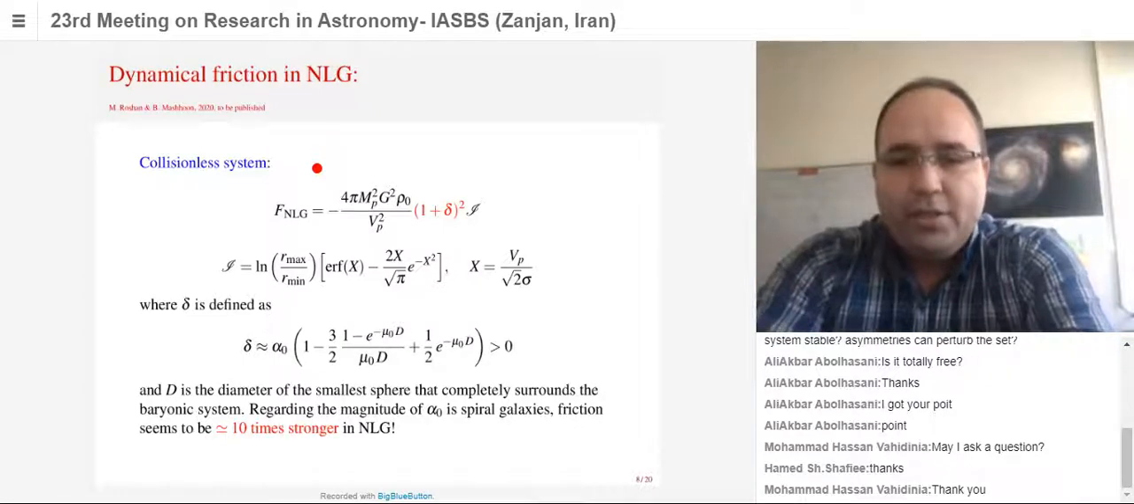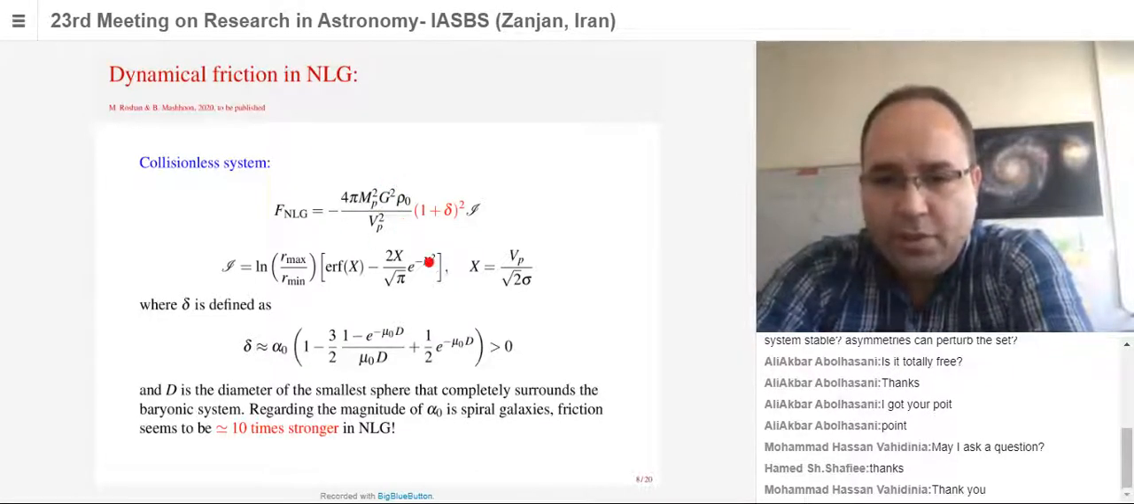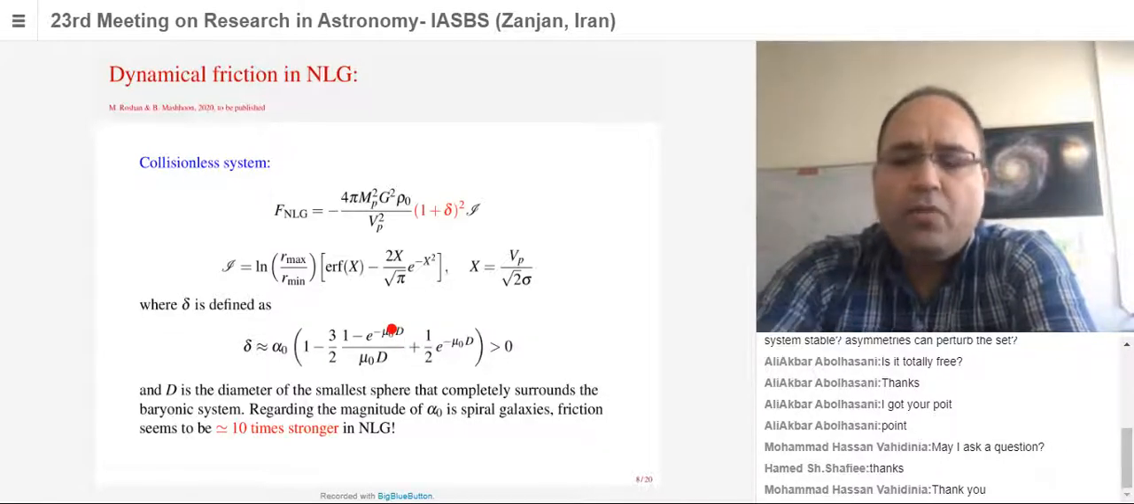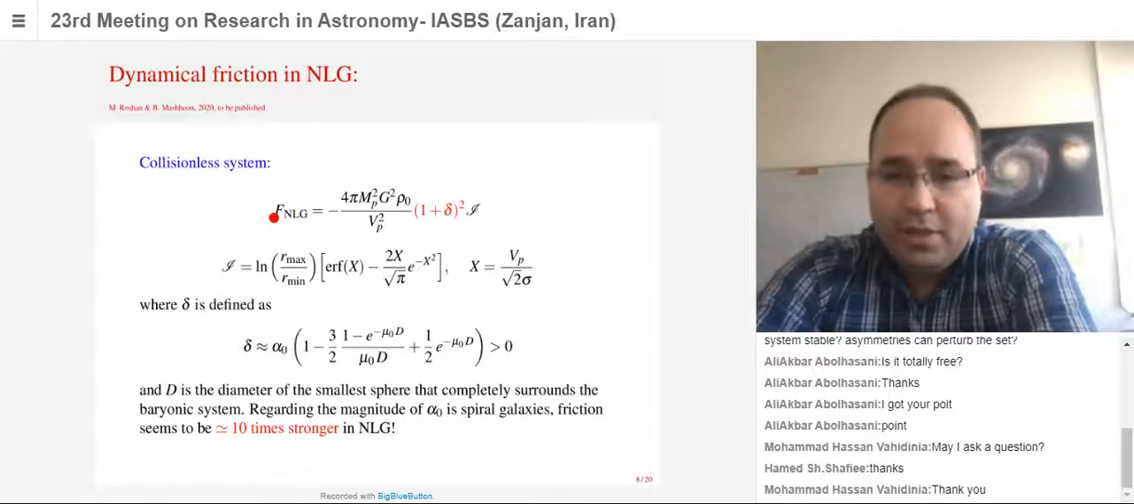But one needs to be very careful when using these expressions. As you see here, we have an extra correction term, and delta is positive here, and it depends on the free parameters of the theory and also the length scale of the baryonic system. When we use a typical value of this parameter for a galaxy, we see that this friction can be 10 times stronger than in Newtonian gravity. But the main point is that every quantity you see here, like rho naught, R max, R min, all the parameters here belong to baryonic matter.